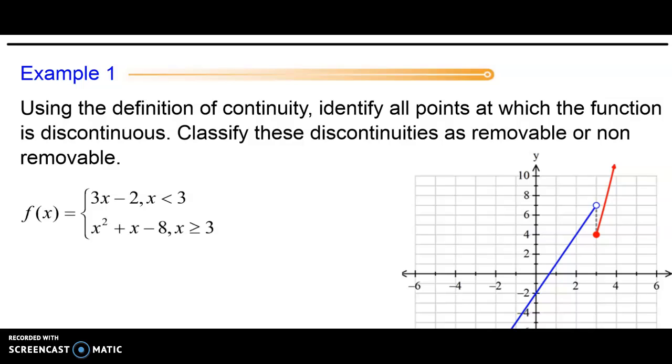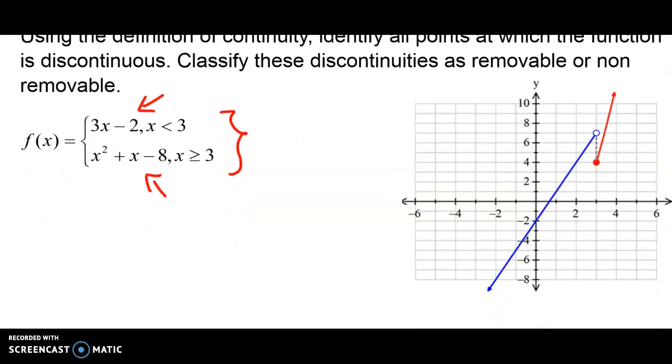This is example 1 in section 2.11, definition of continuity. We have a piecewise function of a linear and a quadratic function where the function changes at the value x equals 3. Just to clarify and to illustrate, I've given you the graph on the right-hand side. We can see that there is a discontinuity at the value 3, but we want to prove it. We see that there is an open hole right there.